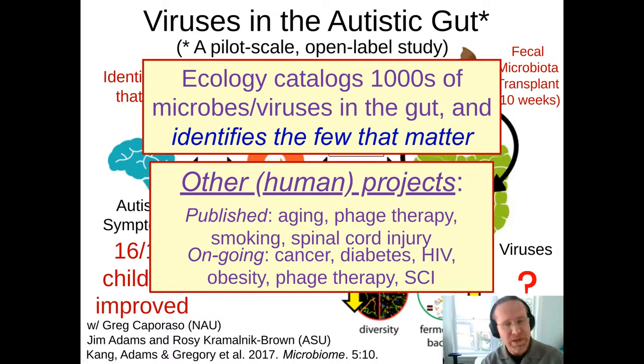And beyond autism or aging that I've already mentioned, we've got projects in phage therapy. We're looking at how smoking impacts the lung microbiome and virome, as well as spinal cord injury and how that impacts and is impacted by changing microbiome virome. Those are all published. In addition, we have several ongoing studies looking at other human comorbidities or diseases.